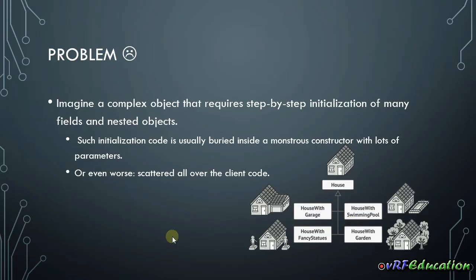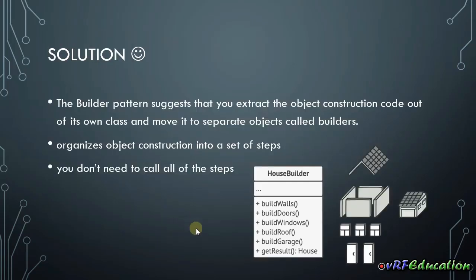So what is the solution? Here is where the builder pattern comes into play. The builder pattern suggests creating other classes named builders and then moving the construction code from the class itself to these kinds of classes. Here we have a lot of methods that create a part of that complex object for us, and at last we can call a getResult method to get a complete object with those steps that we need to create that specific object.